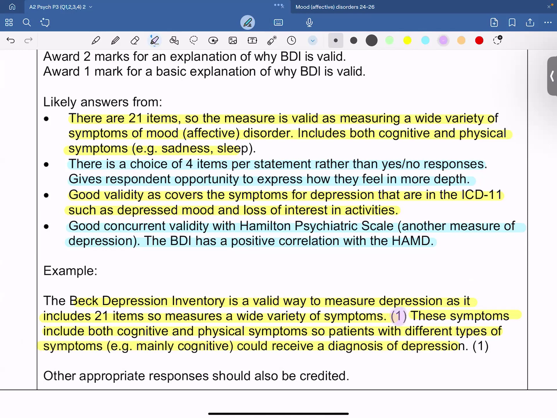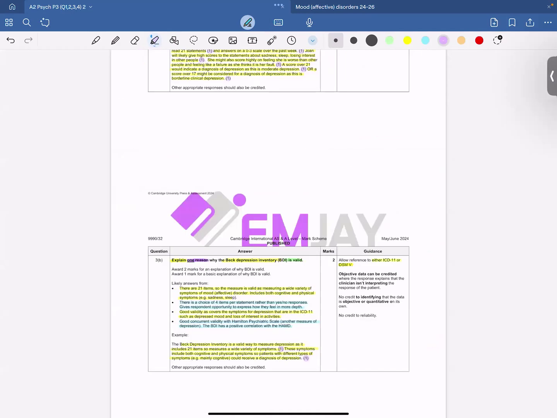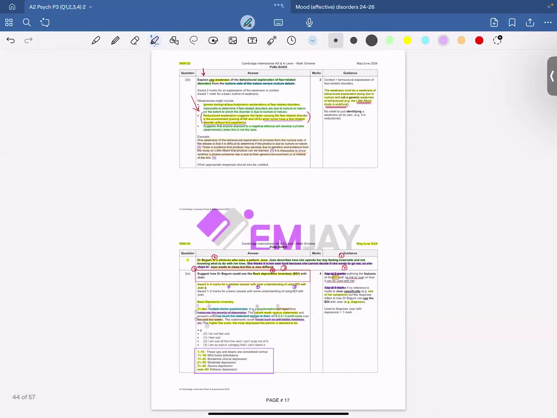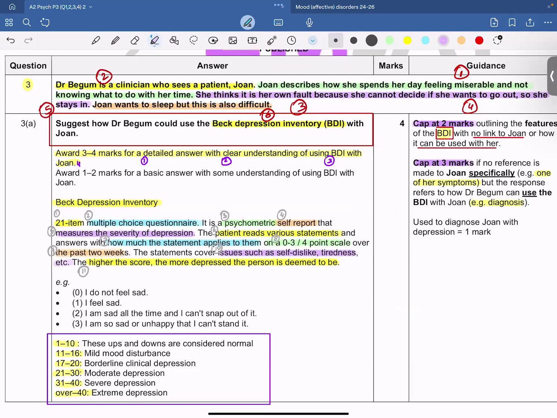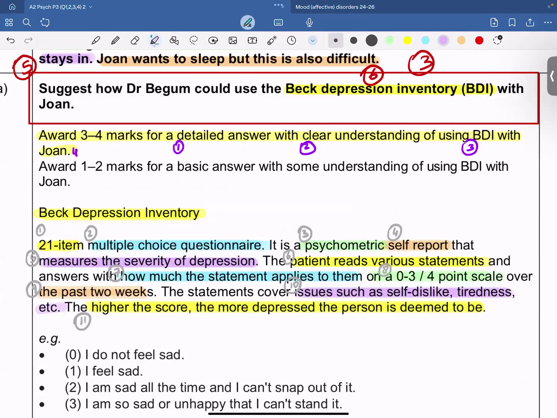Now, this, I hope, has helped you revise what BDI is and actually put to use the information that you by now should be aware of. Put it to use when it comes to answering a question in your CAIEs.